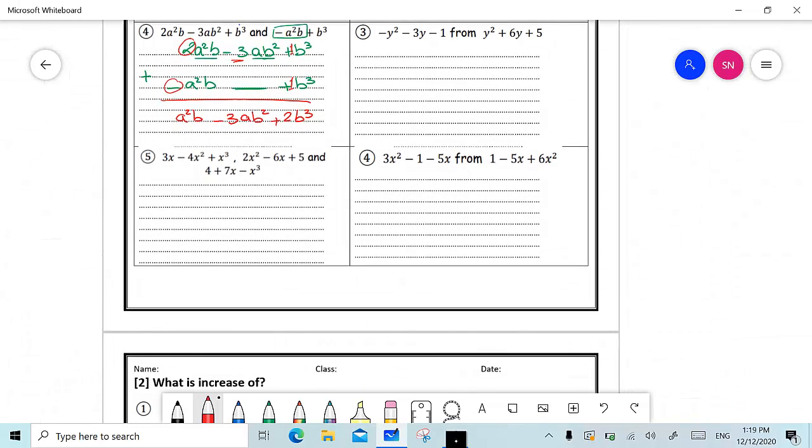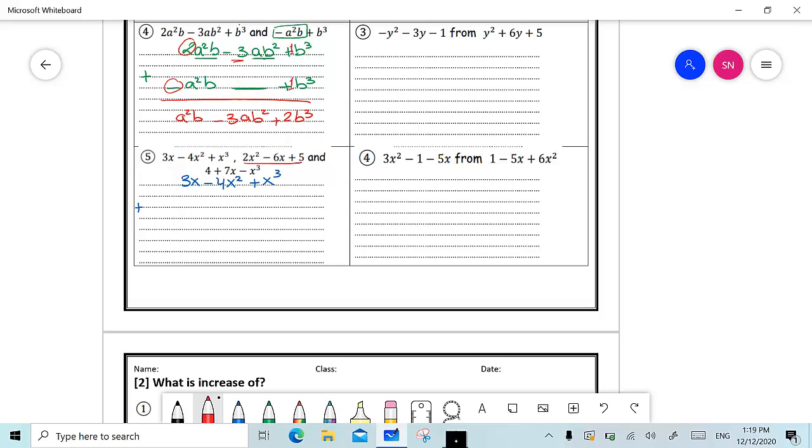Now, let's go for question number 5. We said that when we are adding expressions together, I write the first expression as it is. So I have here 3x minus 4x squared plus x to the power of 3, and I want to add it to the second expression. And keep in mind that I must arrange the like terms under each other.